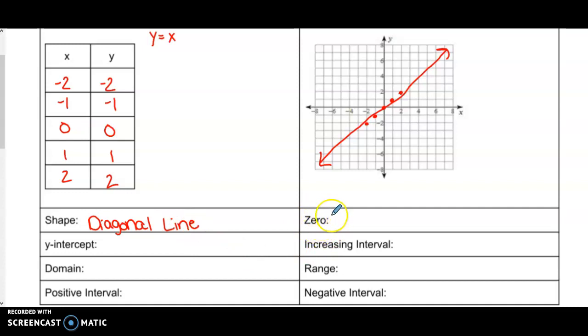All right, remember 0 is the same thing as saying what's the x-intercept? So our x-intercept on this graph would be (0, 0), where it crosses the x-axis. The y-intercept is the exact same point, so it crosses here at the origin.